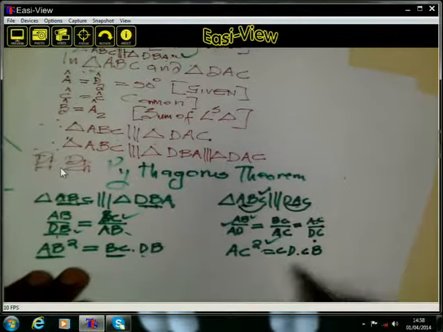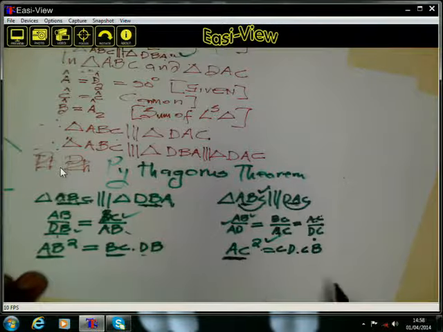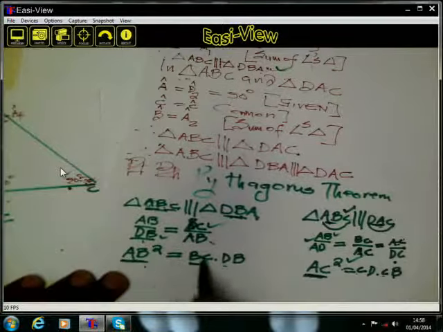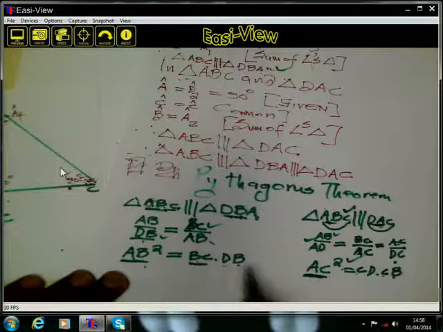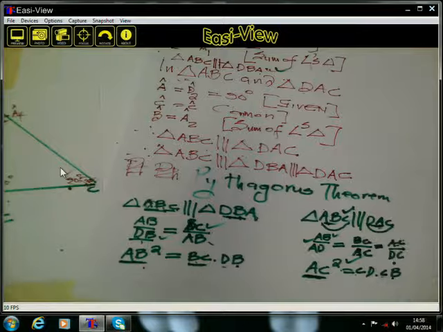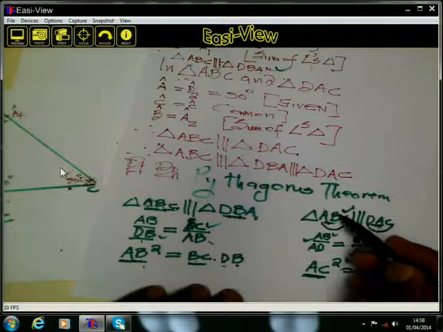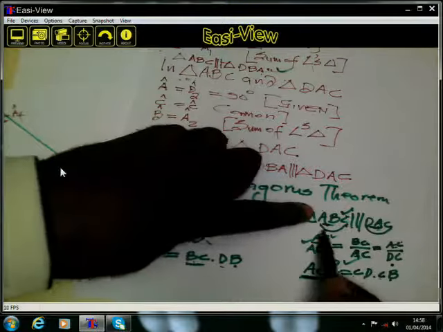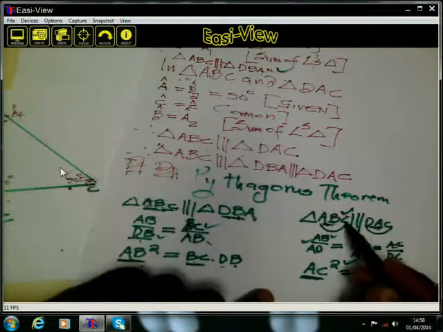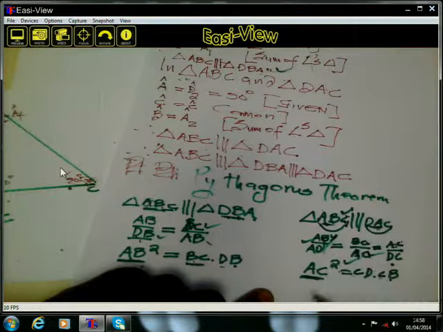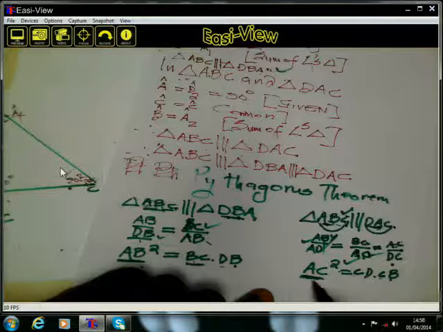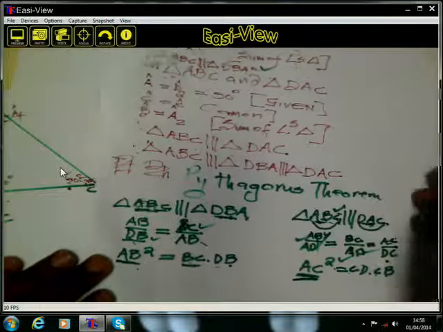So I have proved that AC squared is equal to CD multiplied by CB, while AB squared is equal to BC multiplied by DB. I've taken this one from here. Maybe others could have taken BC over AC, which was supposed to be equal to AC over DC. That is still correct because that enabled us to come up with this conclusion. I don't have a problem with that. Fine.